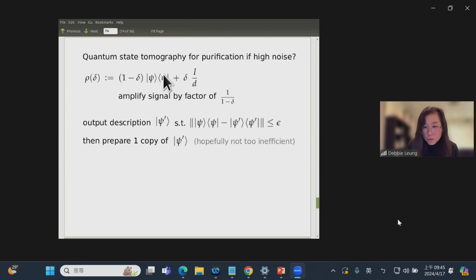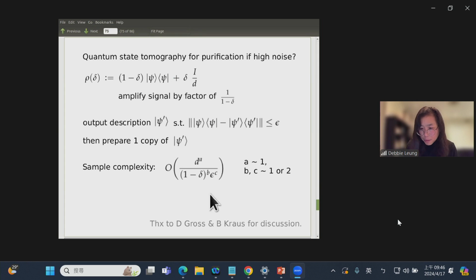So if you want to learn psi, you need to amplify the signal by at least 1 over (1 minus delta). Luckily, this part, 1 over D, does not cause you a lot of problem if you measure, say, the Paulis. Then you want to find a description, psi prime, so that the trace distance between psi and psi prime is no more than epsilon. Then you just output psi prime. You don't output the state which looks like rho epsilon, but it is close enough, so that looks like a reasonable way to purify the state.